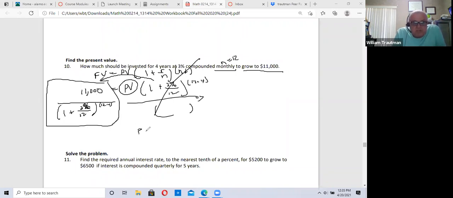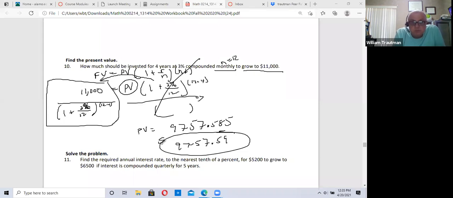And so the present value then equals 9757.585. If we go 2 decimal places, 9757.59. So if you want $11,000 in 4 years from now, you had to put $9,757.59 in the bank, and it will grow.